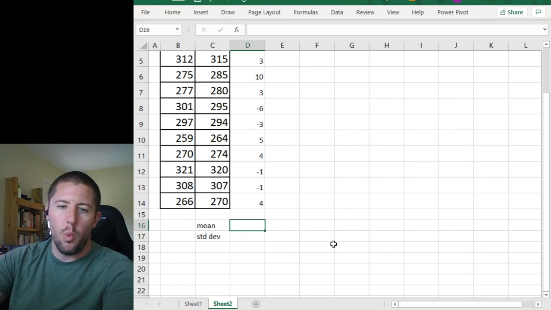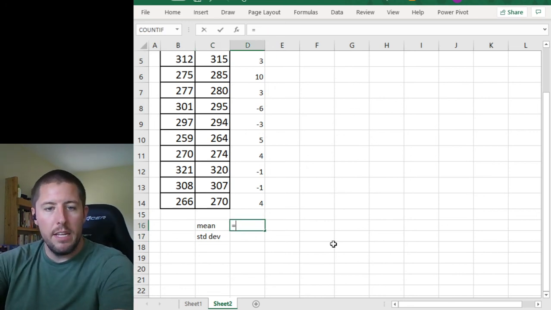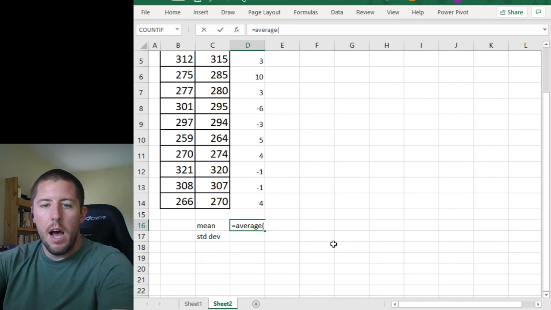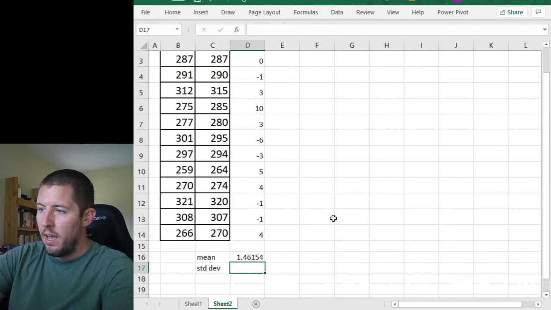So I'm just giving those as word labels for myself, mean and standard deviation. Since I'm doing a calculation, I'm going to do equals. In Excel, it's called average, which honestly kind of surprises me that it's not mean. We saw that D2 through D14 were the values of interest. And by the way, you can stop and scroll up and see if it snagged the right ones. All that stuff in blue is what I want the average of. And I'm going to hit enter.